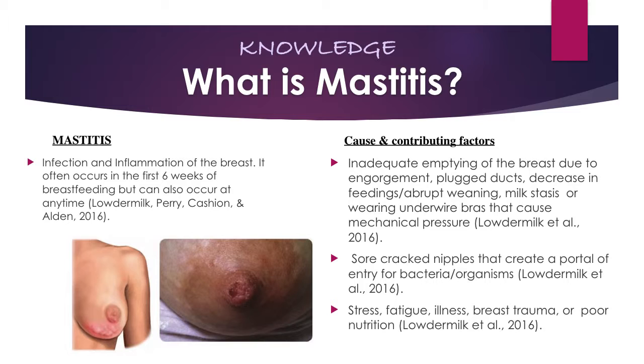Mastitis is an infection and inflammation of the breast. This condition can occur at any time, but often within the first 6 weeks of breastfeeding. Common causes of mastitis include inadequate breastfeeding due to engorgement, plugged ducts, or decreased feedings or abrupt weaning. Cracked nipples can also be a cause, as the break in the skin acts as a portal of entry for bacteria.